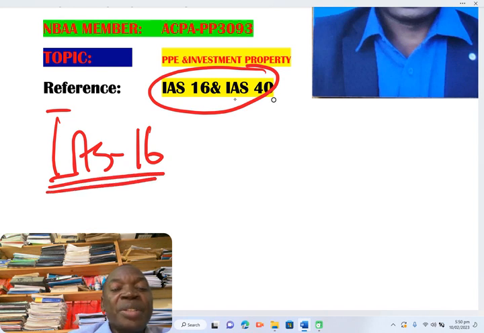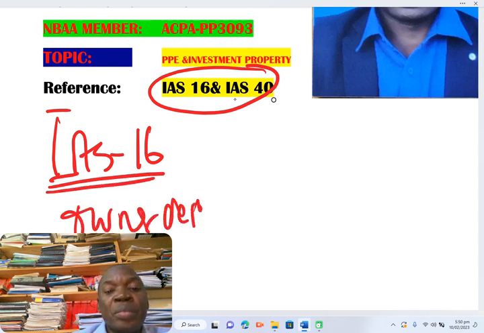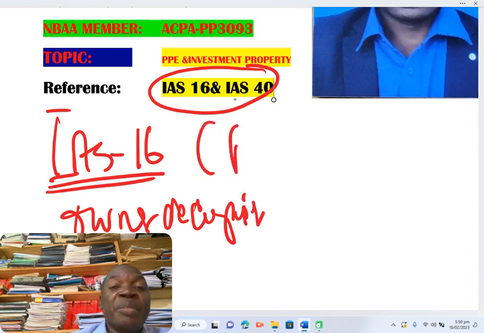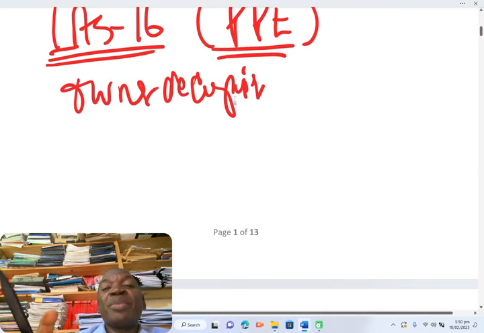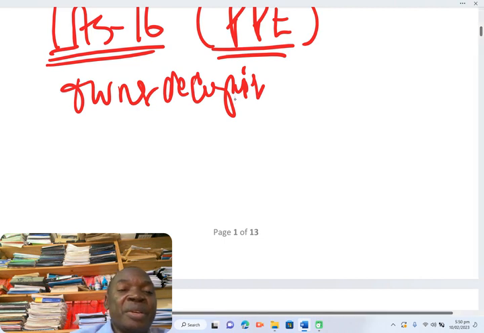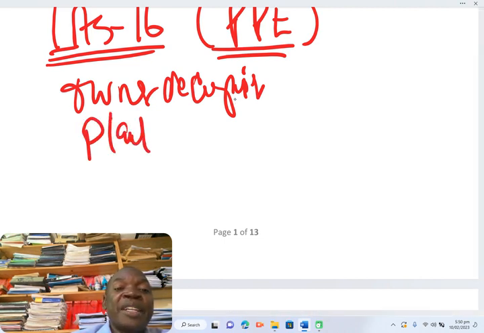It is talking about owner, occupier, and notably what we call PPE. You see how it works. Now, when it comes to PPE, the following are very important. Number one, plant. Number two, property.